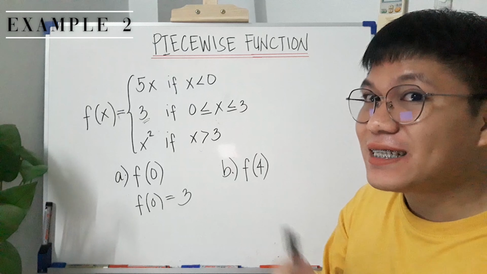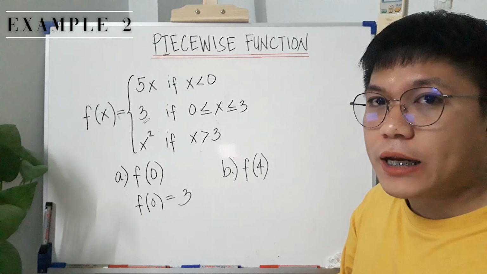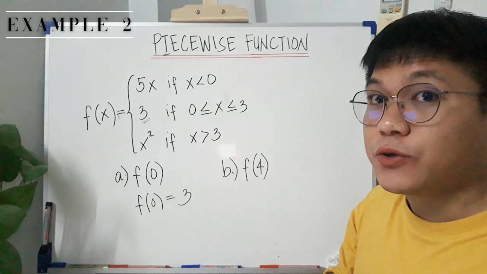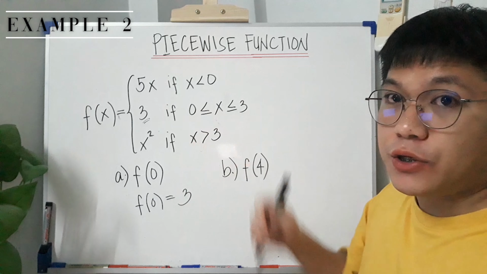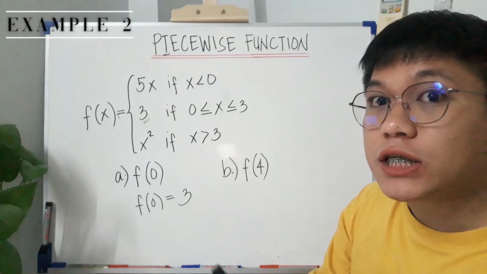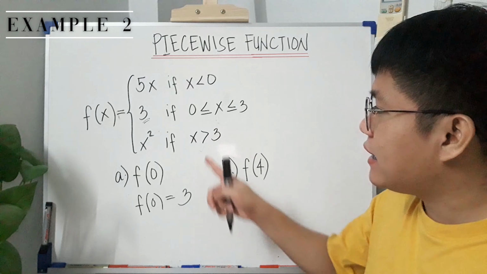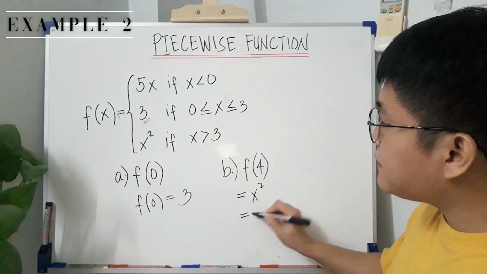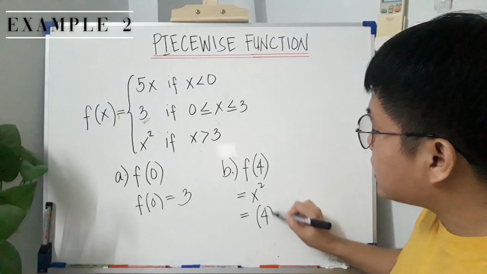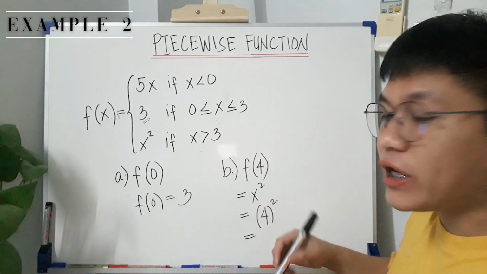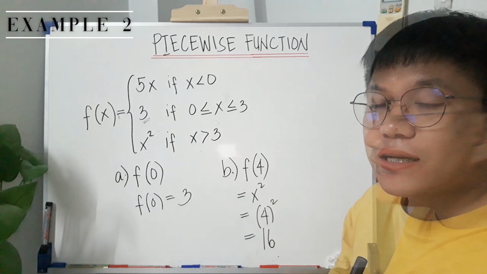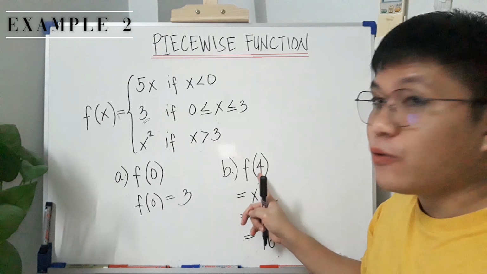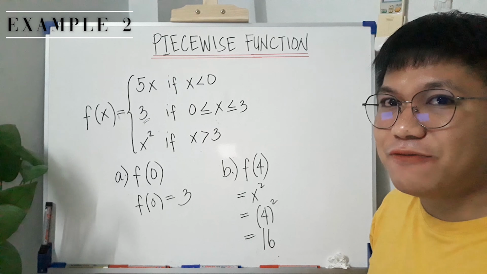Okay, let's proceed now to our second function, given f of 4. That means the value of x is positive 4. So obviously, it doesn't belong to x less than 0, and it doesn't belong to the second formula, so it belongs to x greater than 3 in the third formula. So we are going to use x squared and then substitute x with 4. That is 4 squared. That means f of 4 is equal to 16. So the value of our function f of x defined by x squared, where x is positive 4, is equal to positive 16.